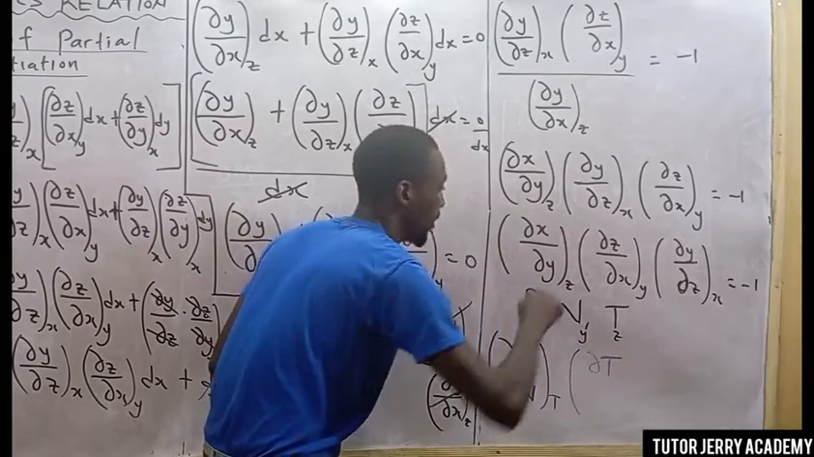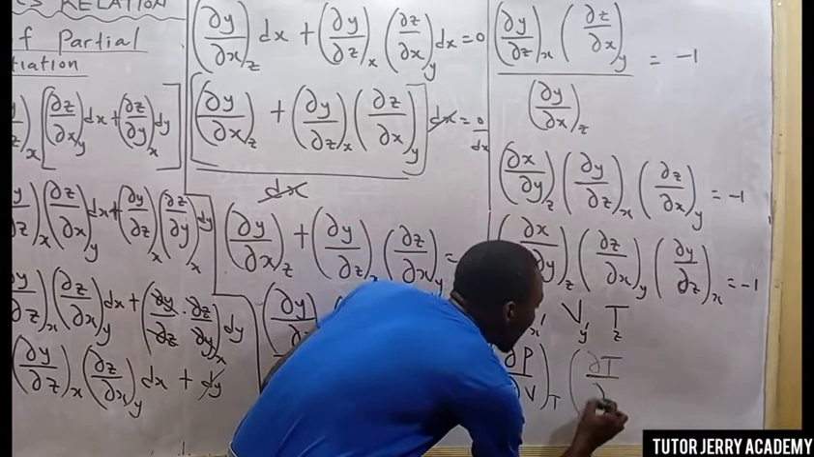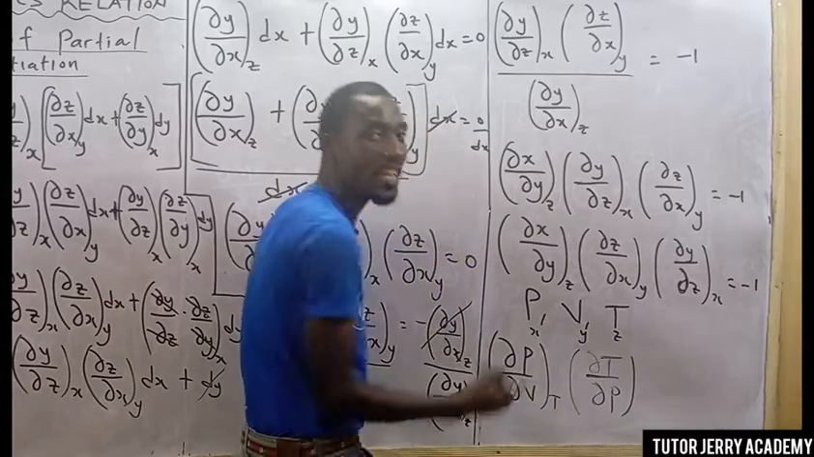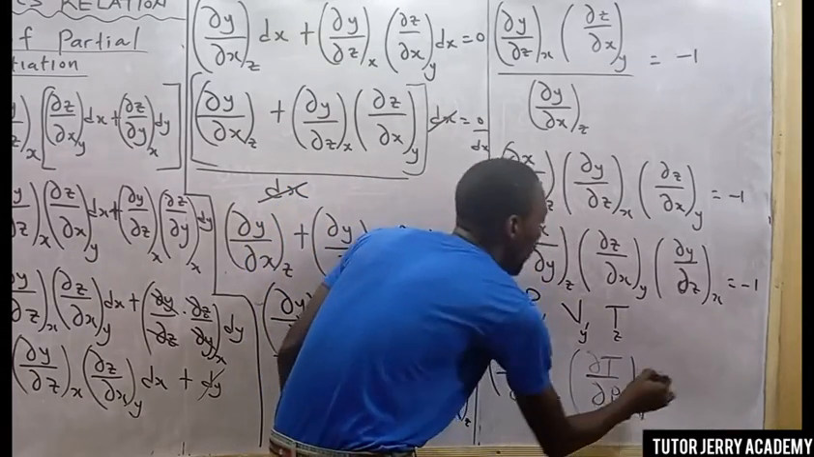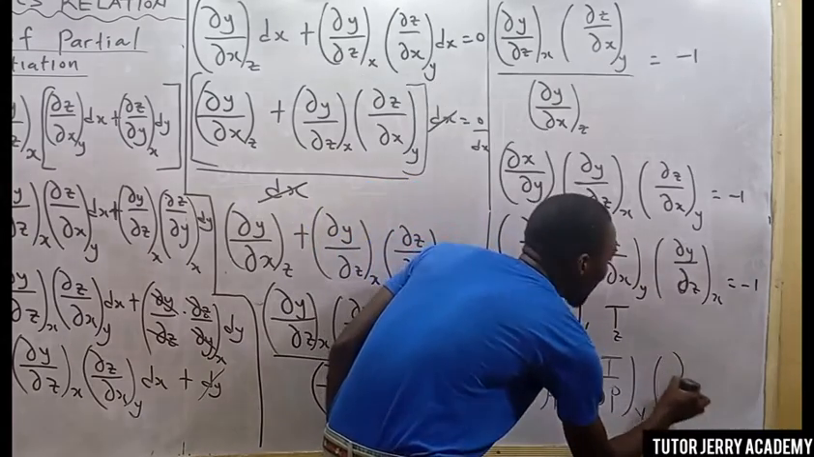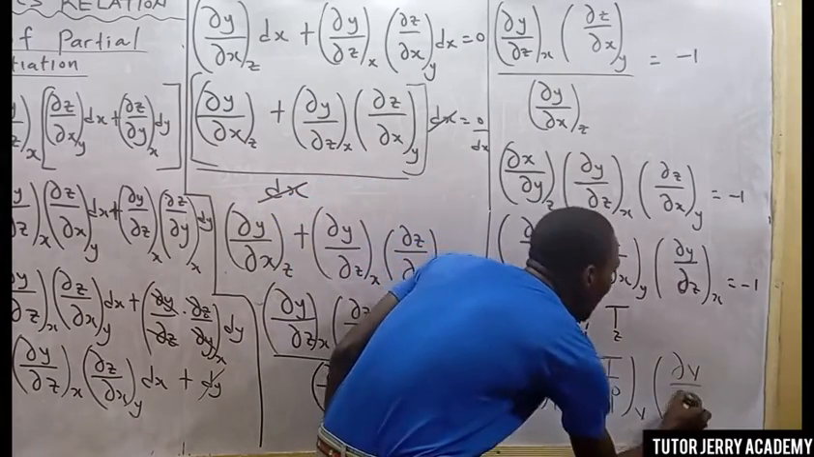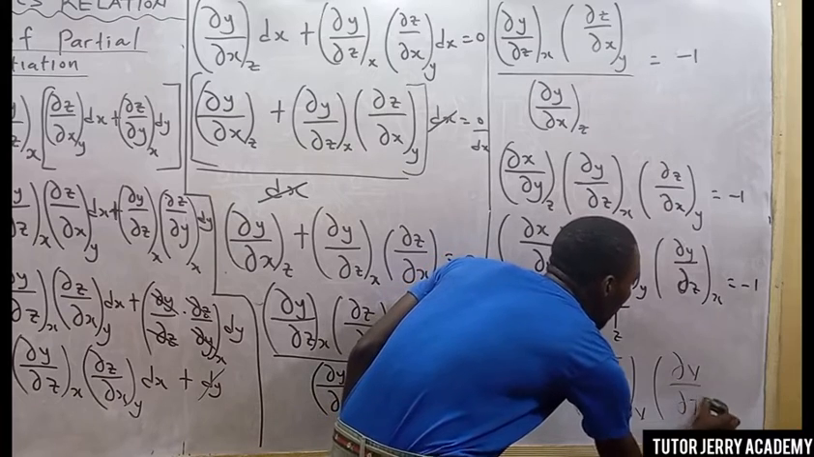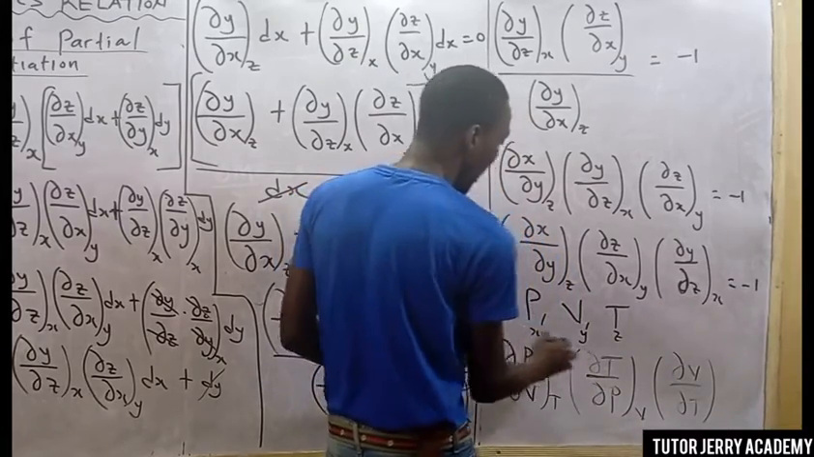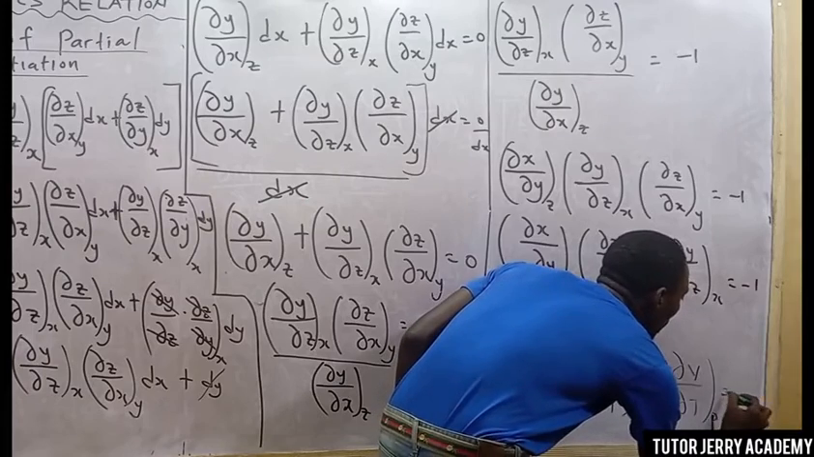Partial derivative of T all over partial derivative of s, but our s is P, partial derivative of P, keeping y constant, but our y here is what? V. So it's going to be V into partial derivative of y. Y is what? V. Partial derivative of V all over the partial derivative of z. Z is T. Partial derivative of T, keeping s constant, but s is what? P.